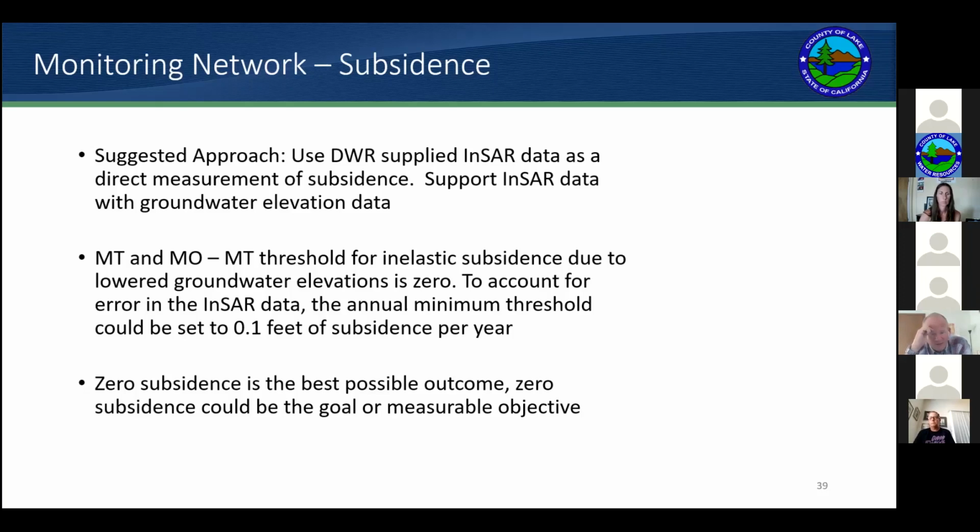But I think we could all agree we don't want to see any subsidence directly related to groundwater extraction, which we haven't seen historically.